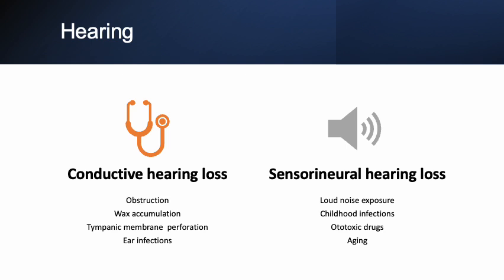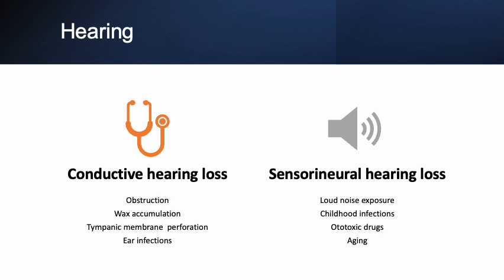There are 3 types of hearing loss: sensorineural, conductive, and mixed loss, which is both. Sensorineural hearing loss is the most prevalent type of hearing loss. That is when hearing loss occurs from problems either in the inner ear or on the auditory nerve.